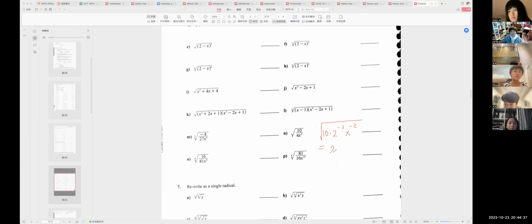So this one is 2 to the -1 and x to the -1. So the answer is the square root of 2. So you can also write it as 2x to the 1 under the square root.